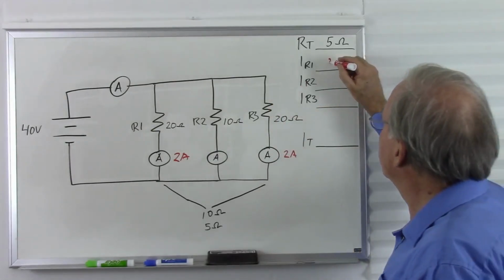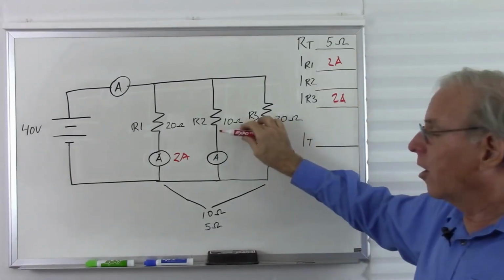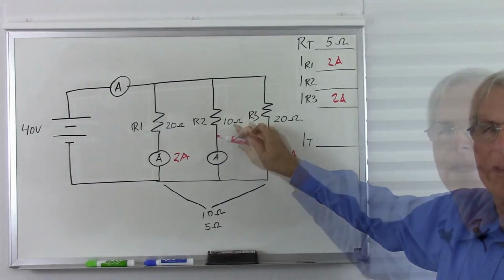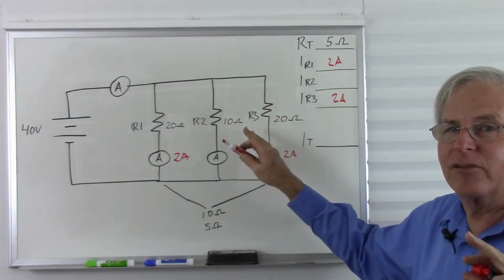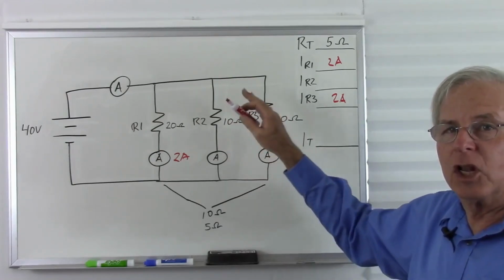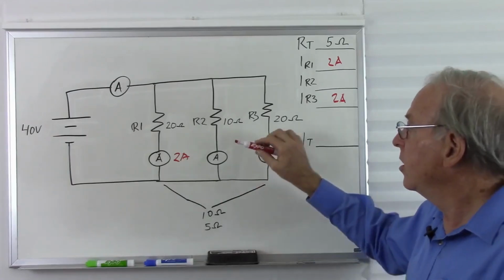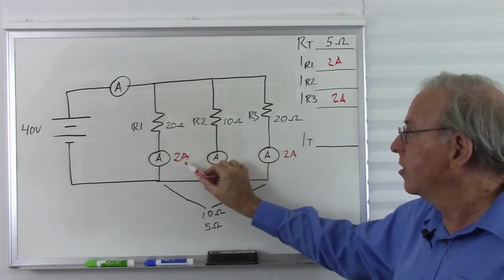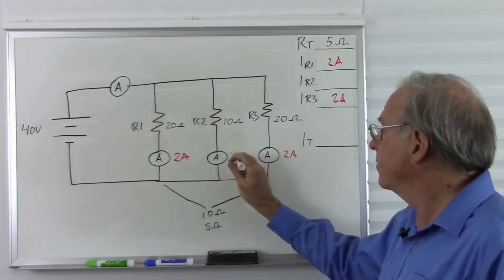So R1 is 2 amps. R3 is 2 amps. R2 is half the resistance. Half the resistance, we get half the current, right? Careful. Half the resistance, we get twice the current. Lower resistance means more current. The current is inversely proportional. So if 20 ohms gives us 2 amps, 10 ohms will give us 4 amps.